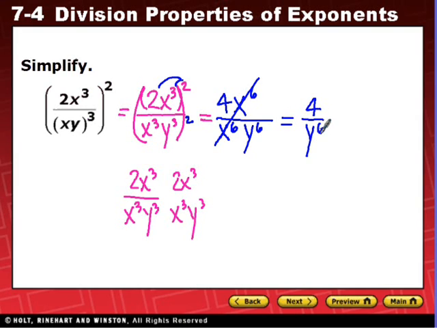Some of you are thinking ahead. You're probably thinking, hey, how come you didn't cancel the x to the 3rds here? I could have. I just didn't even think about it. And then I would have only had 2 over y cubed, and I would have just squared each of those. You can cancel whenever you want in the process, as long as there's no parentheses left trapping things. So make sure you've got things outside of the parentheses.